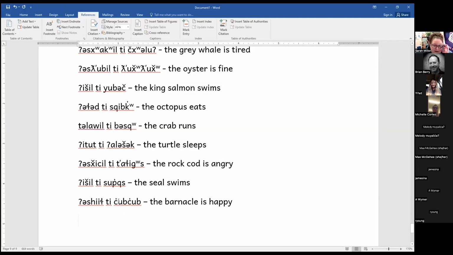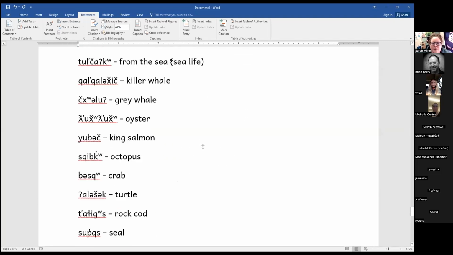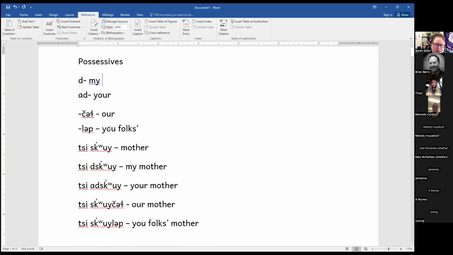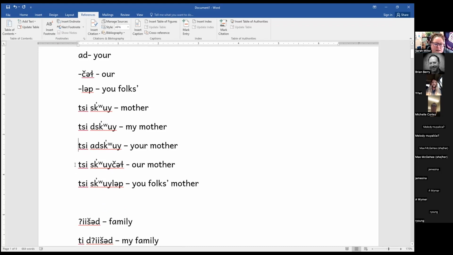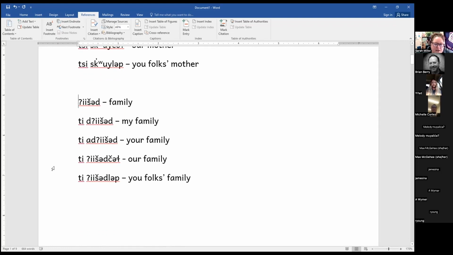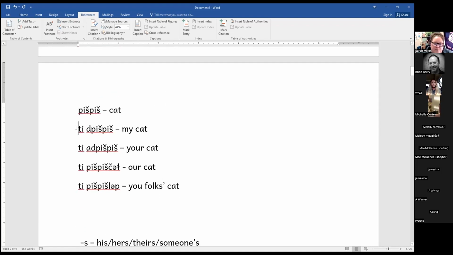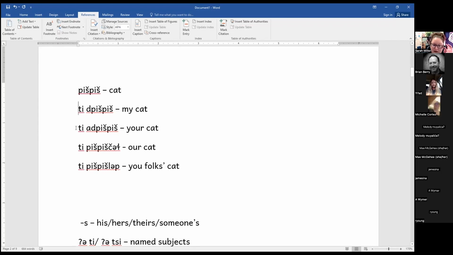Okay, so we're about out of time. So let's go all the way to the beginning of this 9-page document and go through everything before we end. So starting with our possessives, siskoi, seedskoi, sadskoi, siskoichuk, siskoilup, ishud or a should, tid ishud, tod ishud, ti ishudchuk, ti ishudlup, pish pish, tid pish pish, tod pish pish, ti pish pish chuk, ti pish pish lup.